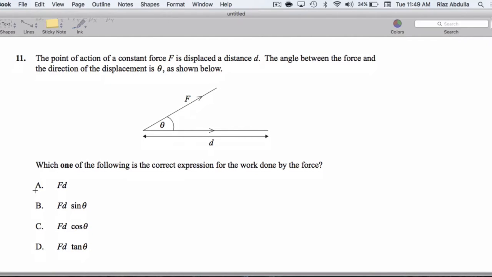All right, this one here, F, d, theta. Whenever I see a problem like this, I don't even want to do any thinking. I see F, I see d, I see theta right away. I'm going to write down the work formula from my notes. So now let's read. Point of action, constant force, distance d, angle theta. Which is the correct expression for the work done? There you go, choice C.